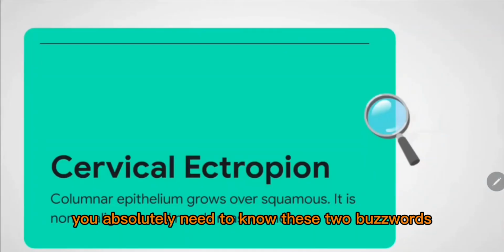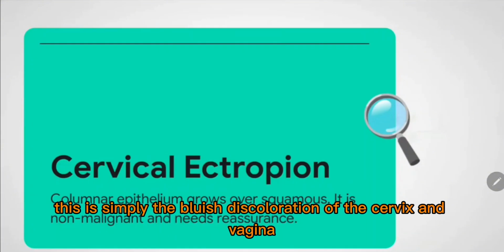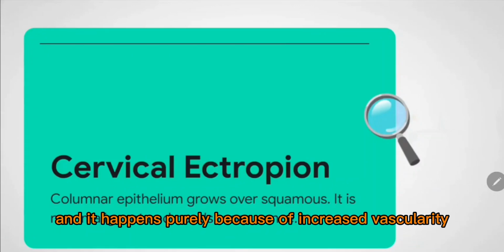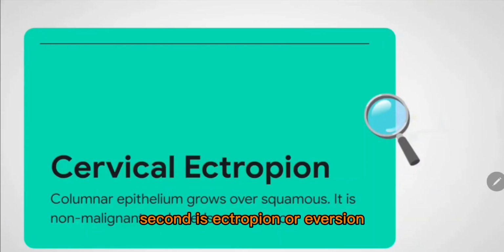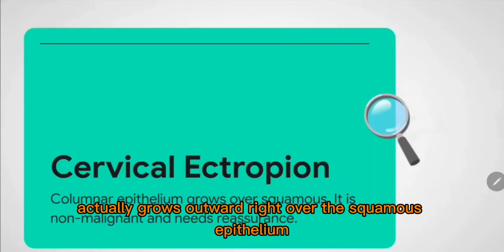Moving on to the cervix, you absolutely need to know these 2 buzzwords. First up is Chadwick or Jacquemier sign. This is simply the bluish discoloration of the cervix and vagina, and it happens purely because of increased vascularity. Second is ectropion, or eversion. Because of the hormonal surge, the inner columnar epithelium of the endocervix actually grows outward, right over the squamous epithelium.